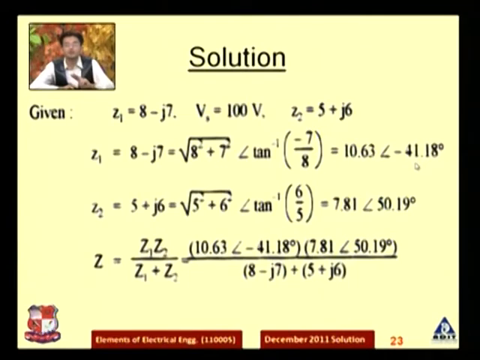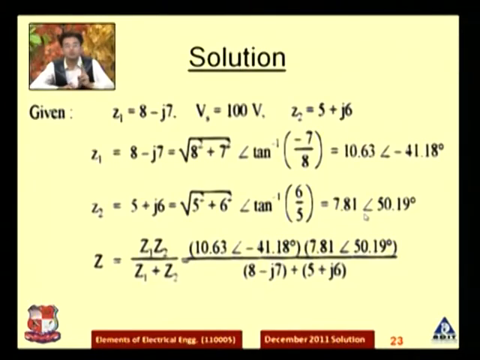Now for the second impedance circuit, you have to do it the same way. You first take the resistance or the real part, and then the imaginary part, and from that you can find the value of resultant impedance. Same way, for the phase angle, it is tan inverse y by x. So it will be 7.81 and the phase angle is 50.19.